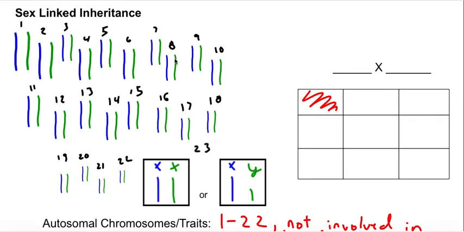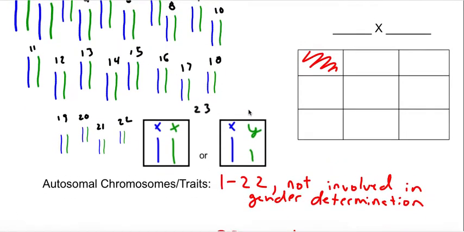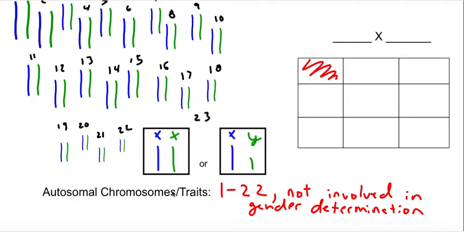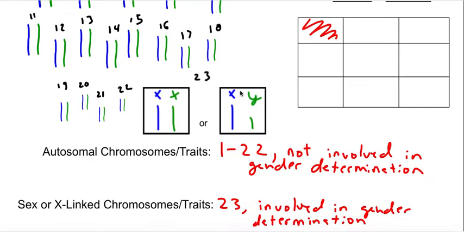So what's important when we look at this is that we've got 22 pairs of chromosomes here that are called autosomal chromosomes. And autosomal chromosomes are 1 through 22 that are not involved in the determination of gender. However, the 23rd pair are called sex chromosomes or X-linked chromosomes, and these are involved in gender determination.